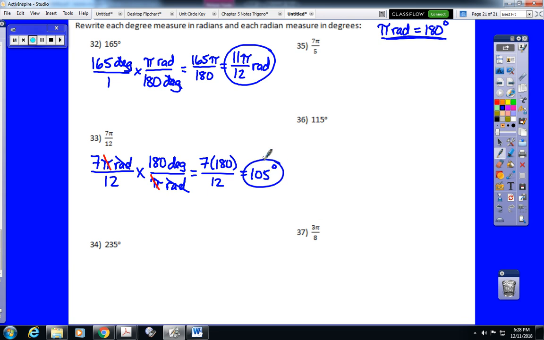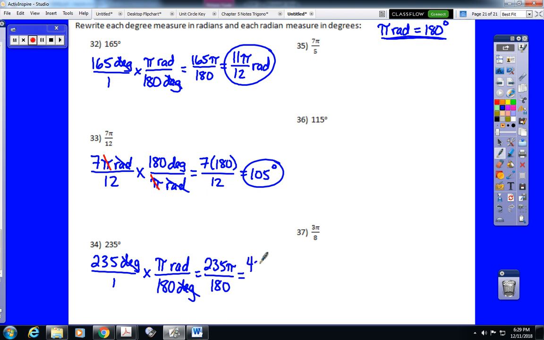Again, you should pause the video and try the others on your own. 235 degrees over 1 times pi radians, not 2 pi radians, slow down. Okay, times pi radians over 180 degrees. Degrees cancels, giving you 235 pi over 180. And 235 over 180 reduces to 47 pi over 36. And that is in radians.